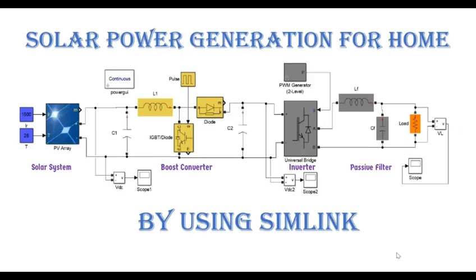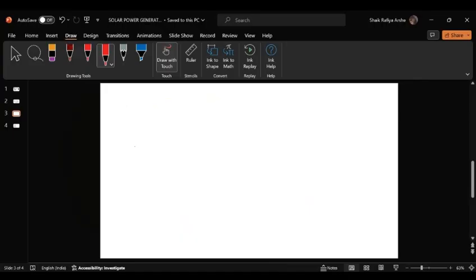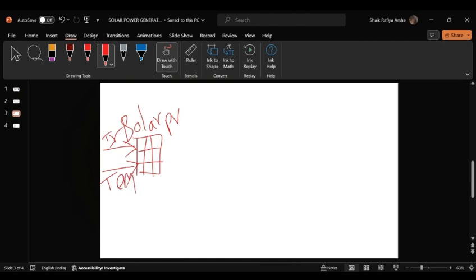This is the block diagram of solar power generation. Now we will design the solar power generation, for which these components are mainly used. We are taking the solar power panel or PV array, which has two inputs, irradiation and temperature. Irradiation and temperature act as the inputs, and we are connecting it to the home.